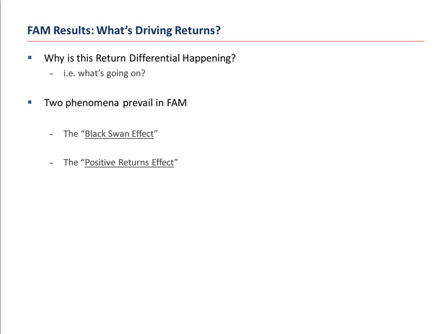But the real question is, why is it happening? What's going on? And the answer to that cannot be it's a neural network, and the answer cannot be it's a sum versus D, and the answer cannot be it's an optimization, and the answer cannot be it's metric operations. The answer must be something that's qualitative. And in fact, there are two answers. There are two reasons. There are two phenomena which prevail in FAM. The black swan effect and the positive returns effect. So let's look at the first of these effects.